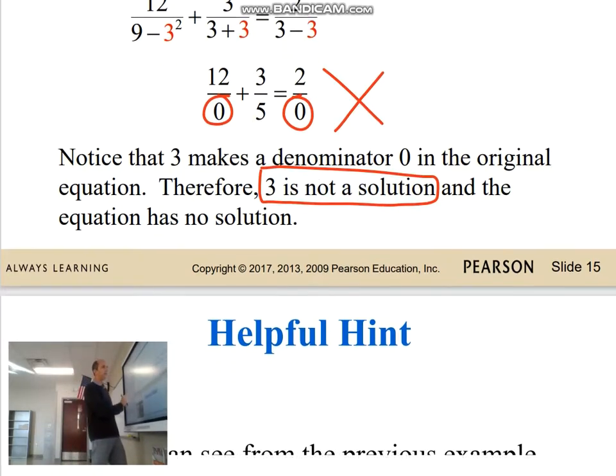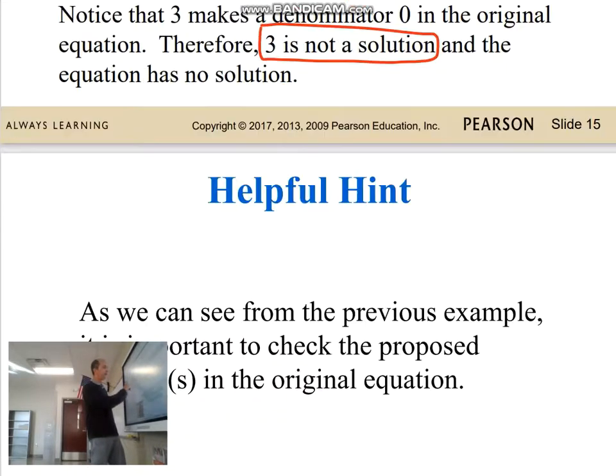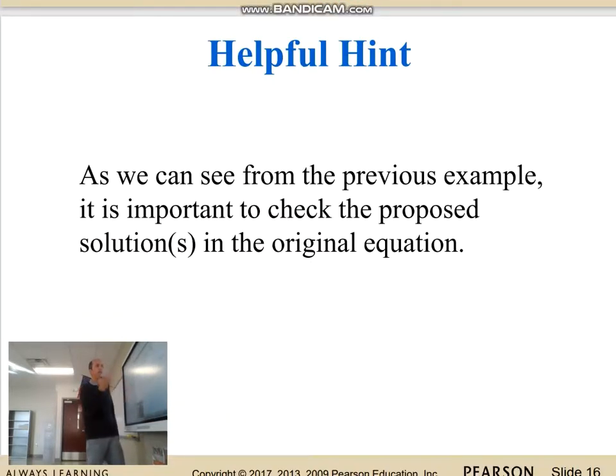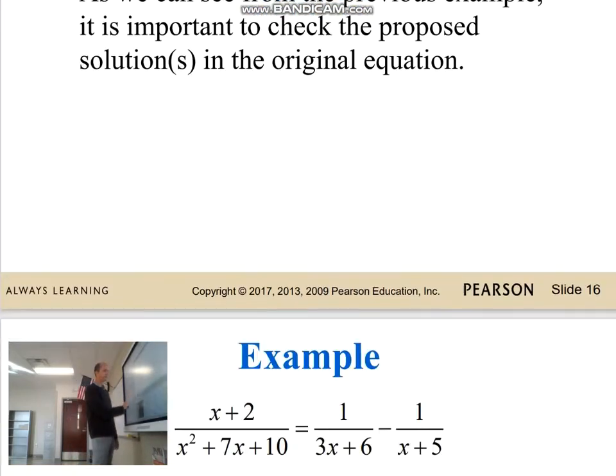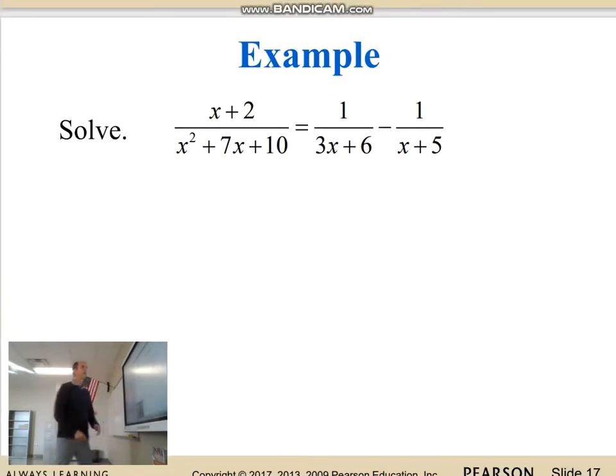And see how important, as you can see from the previous example, it is to check the proposed solution in the original equation. Now we have another example: x plus 2 over x squared plus 7x plus 10 equals 1 over 3x plus 6 minus 1 over x minus 5.